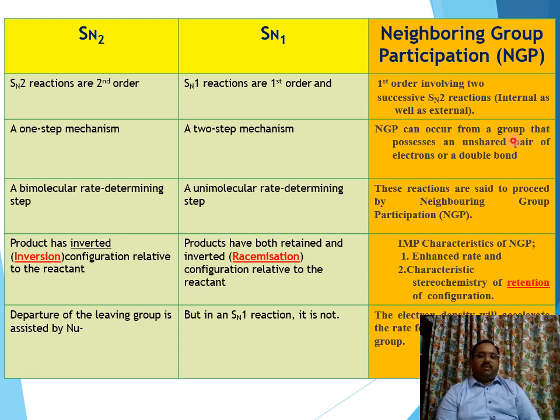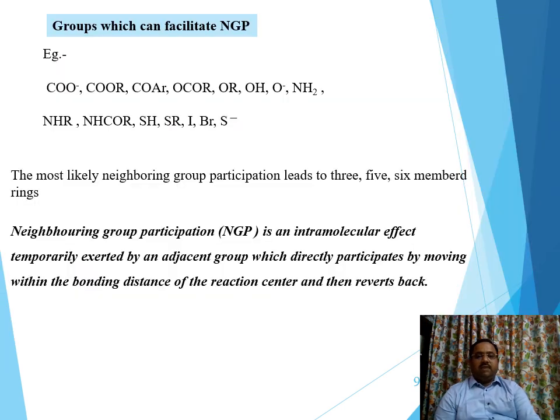NGP occurs from a group that possesses an unshared pair of electrons or a double bond. NGP reactions are said to proceed by neighboring group participation within the bonding distance only. Important characteristics of NGP: it enhances the rate of the reaction, and the characteristic stereochemistry is not just retention but 100% retention of configuration. So this is all about NGP.